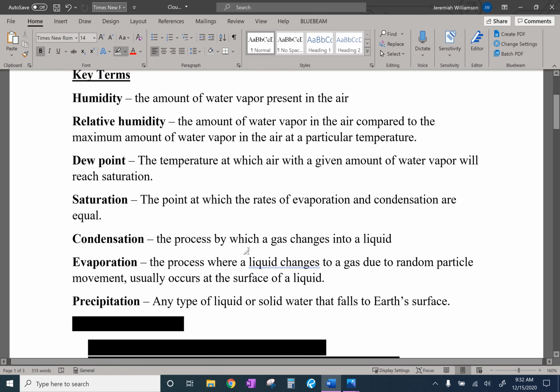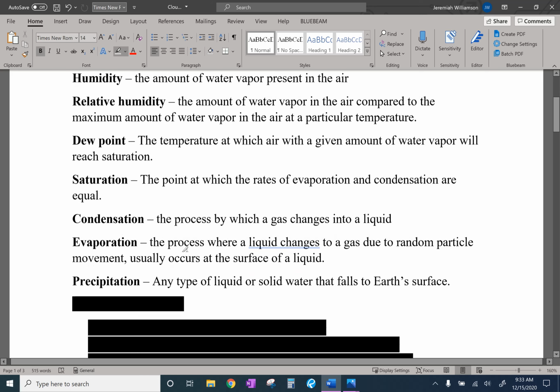So make sure, I would recommend that you occasionally come back to these and just go over these terms, because the better you know these, the less you're going to have to look up on a quiz or a test or something like that. But you will have them in your notebook. That way you can refer back to them.